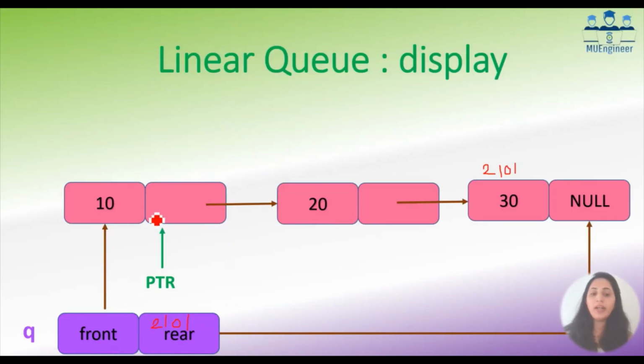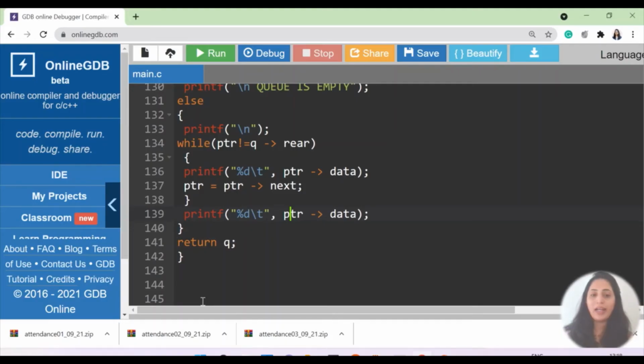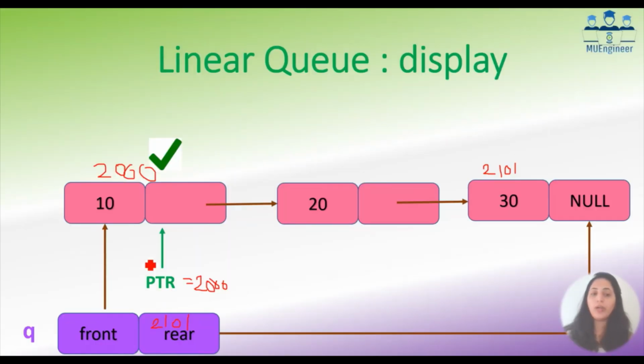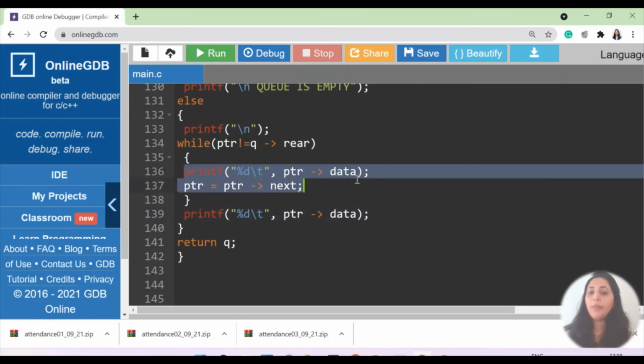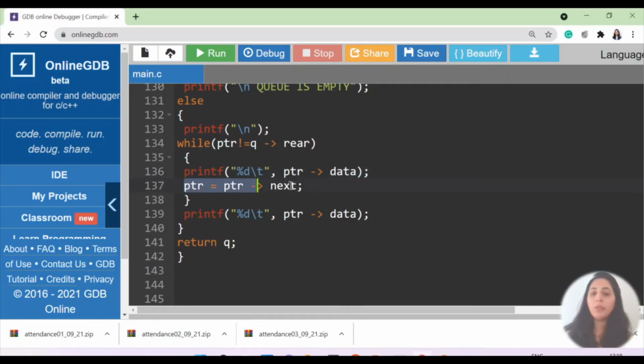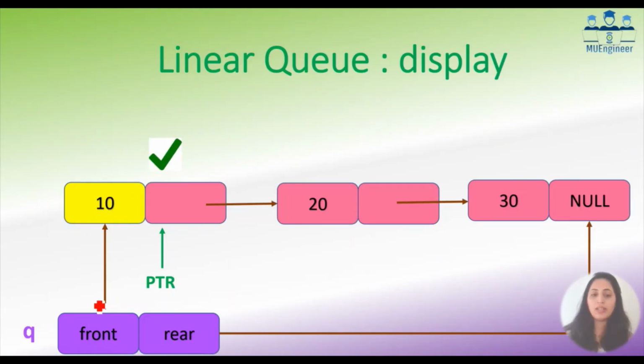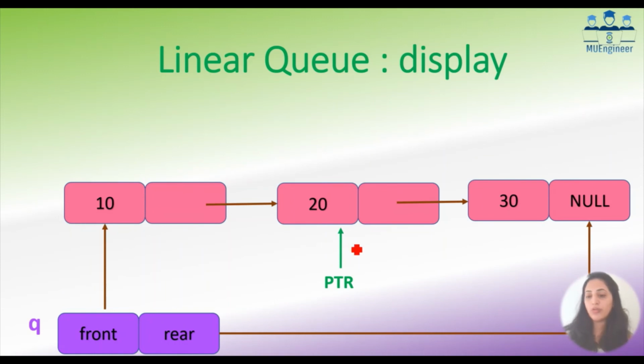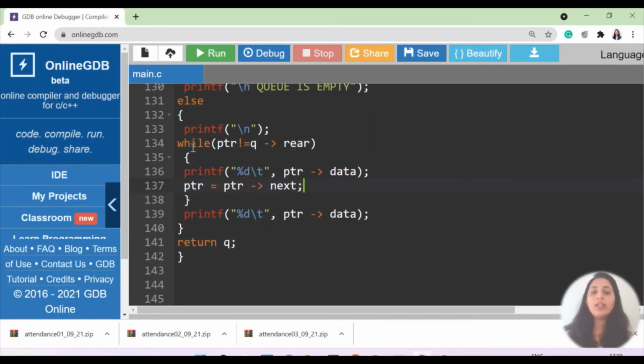Now what is ptr? ptr is pointing to 10. The address of 10 may be some 2000. So currently ptr is 2000. That means there is no issue, it is not equal to 2101, so my while condition is true. In this case we go inside the while loop and print ptr.data. So I'm printing ptr.data. And then I do ptr is equal to ptr.next, so ptr will go to the next one. That means it is going to 20. So after the while condition is true, we display 10 and go to the next node, that is 20. Again it will check this condition in the while loop: while ptr is not equal to q dot rare.